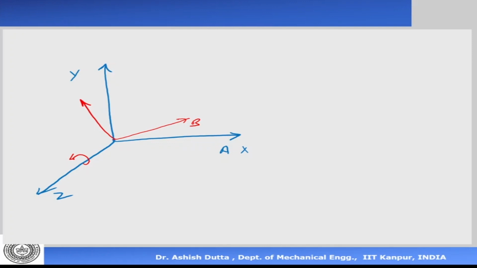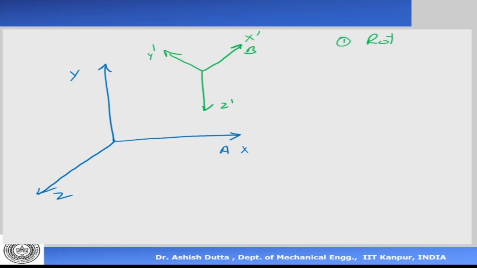Then I'm translating it. So what did I do? I rotated that frame B and I translated the frame B, so it's gone there now. It's my X dashed, Y dashed, and Z dashed. So this includes a rotation, and number 2, there is a translation between origins.